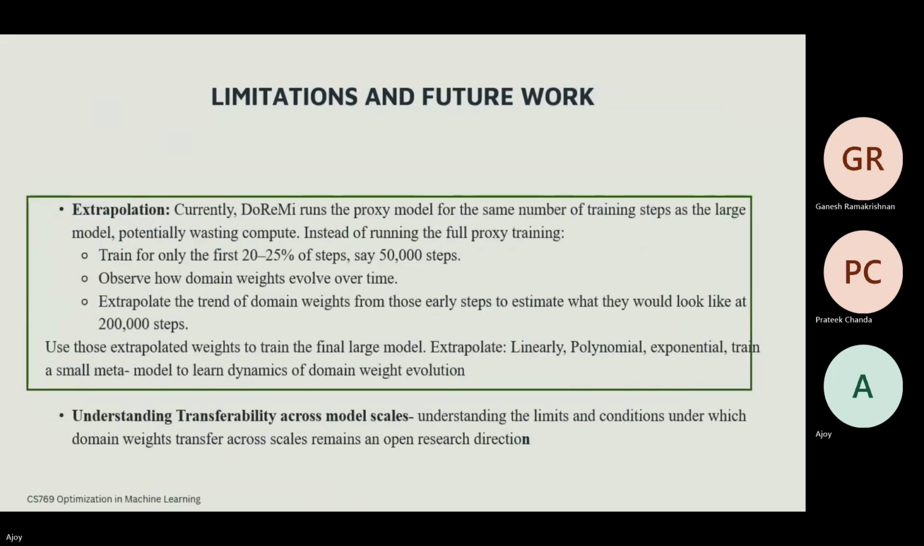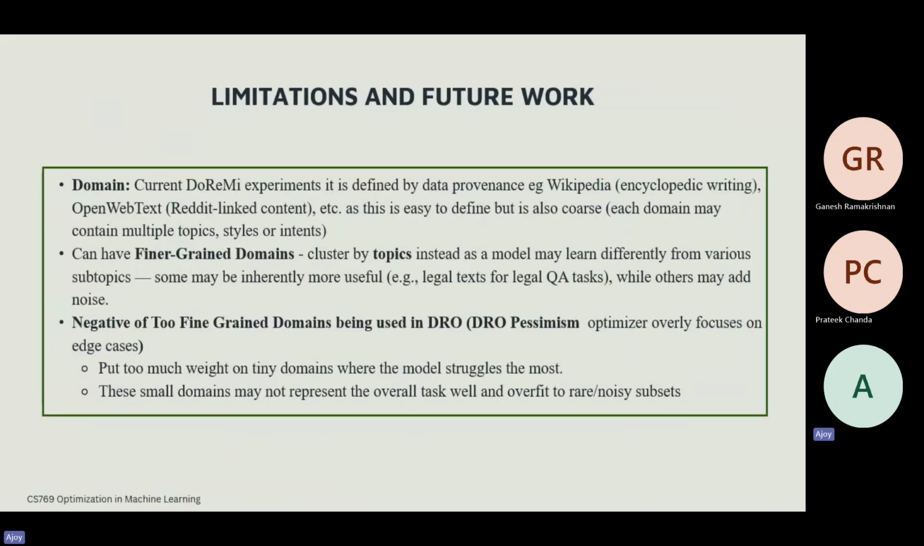One of the limitations was extrapolation, which we are thinking of continuing later on. Then transferability across model scales. This we are not sure how to go about it exactly, so that's not something we're looking into. And then domain. So right now in this particular paper, they use domains based on where it came from, Wikipedia or Twitter or wherever. But that is coarse grained domains. Instead, if you use finer grained domains, such as grouping them based on the topic, we would have better results.